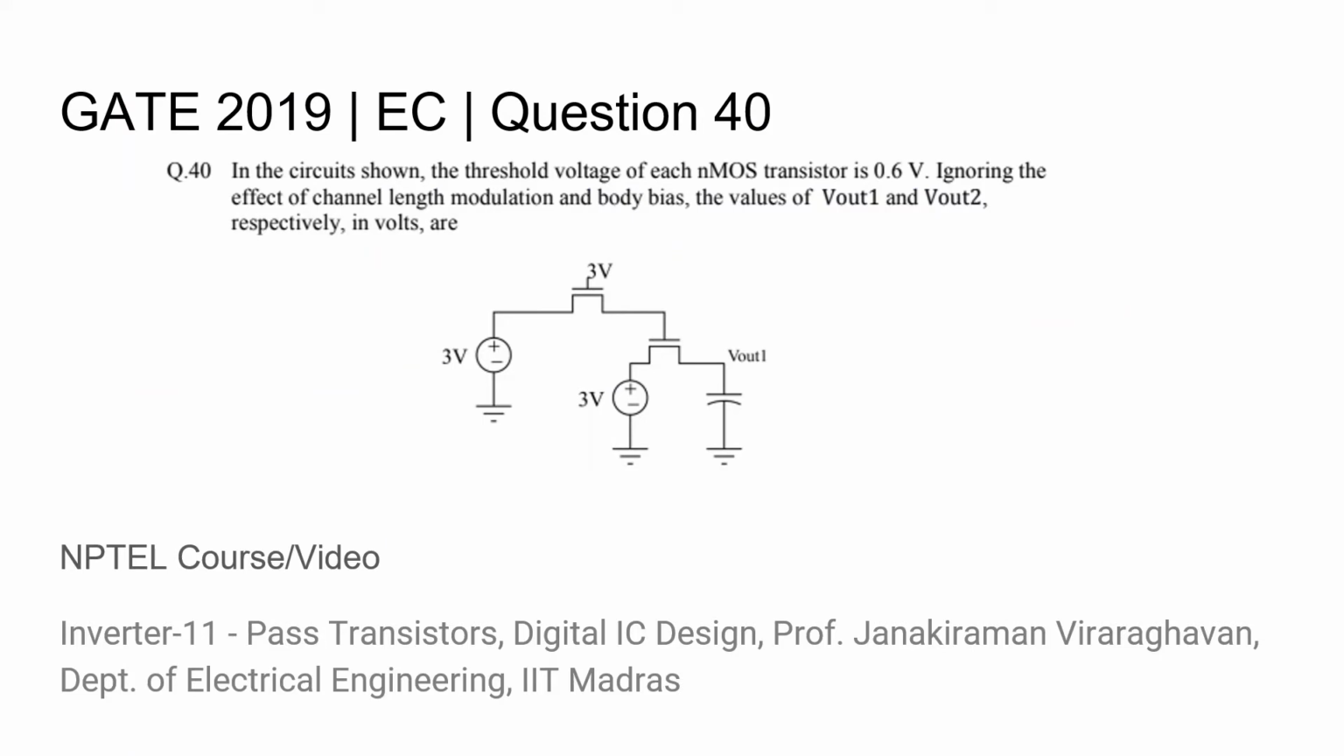This is question 40 from the GATE 2019 EC paper, where we are given this NMOS pass transistor based circuit and asked to find out what the values of Vout1 and Vout2 respectively are. Underneath the question, you will find the title of the NPTEL course or video relevant to this topic.